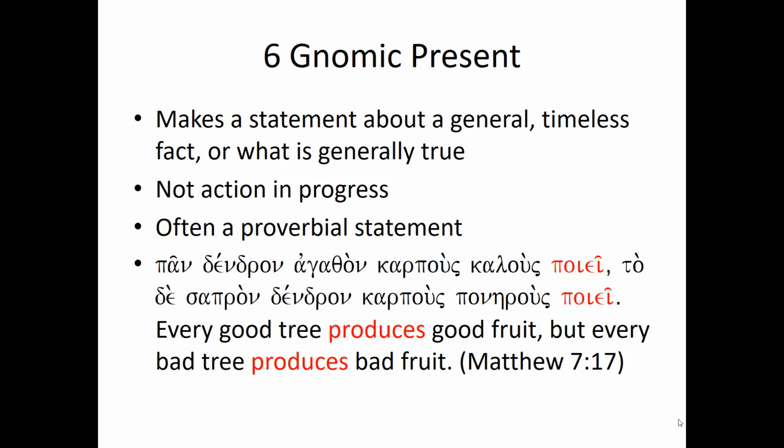Now, if you look at this, you may wonder, why does he switch adjectives? First, we have agathon, which can mean good, and kalous, which can mean good. Well, look at this. You've got a dendron agathon, and you've got karpous kalous. That flows off the tongue well. A dendron agathon, or a sapron dendron, karpous kalous, or karpous ponerous.